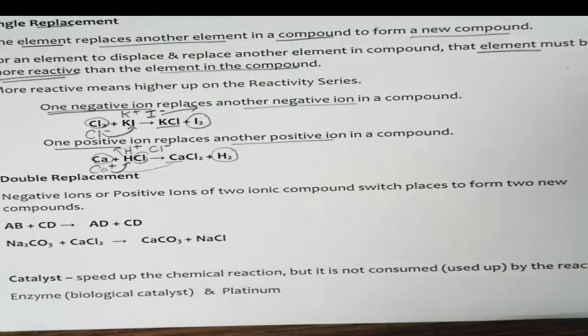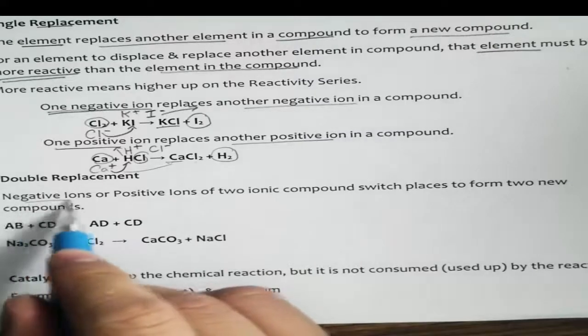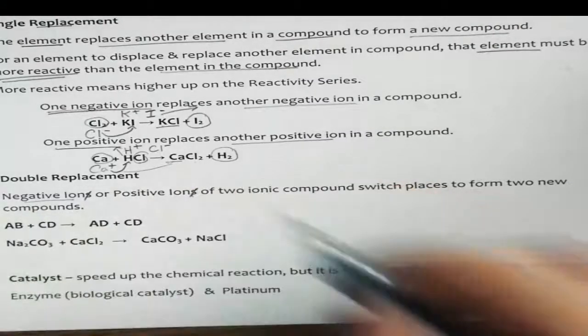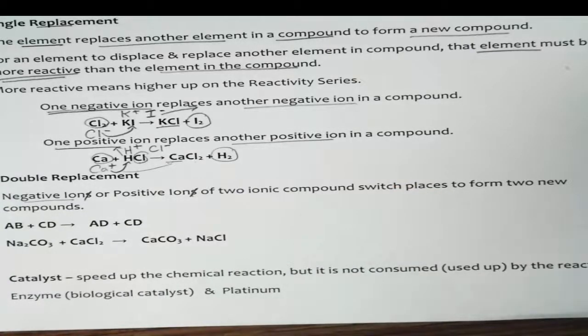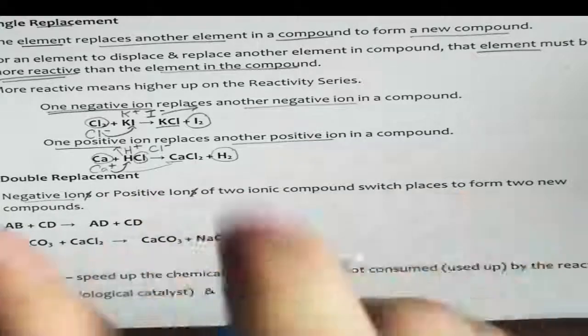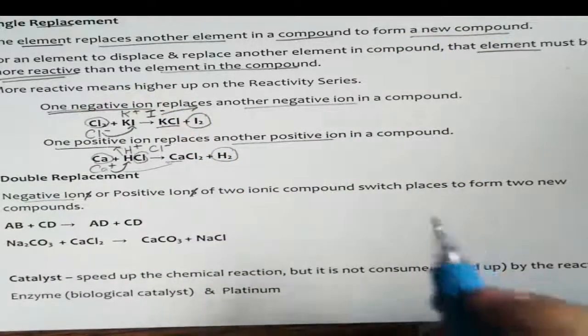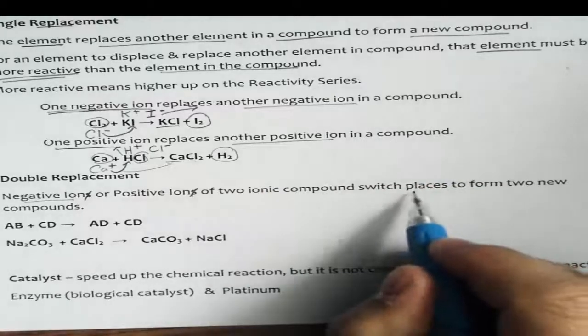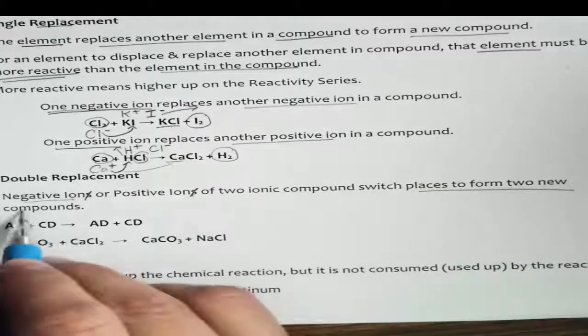It's called a double replacement. And the way it works is that you either have negative ions or positive ions of two ionic compounds. So we're talking about a negative or positive ion of two ionic compounds. And those ions, either positive or negative, switch places to form two new compounds.